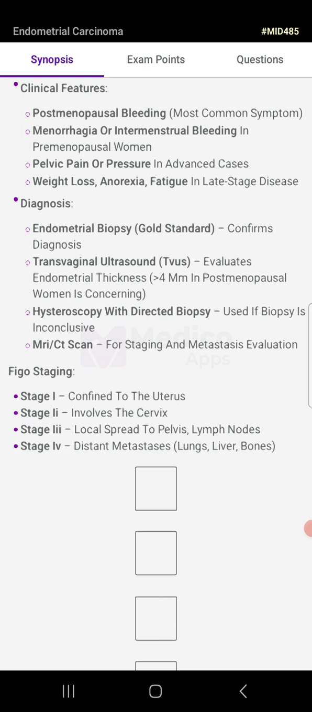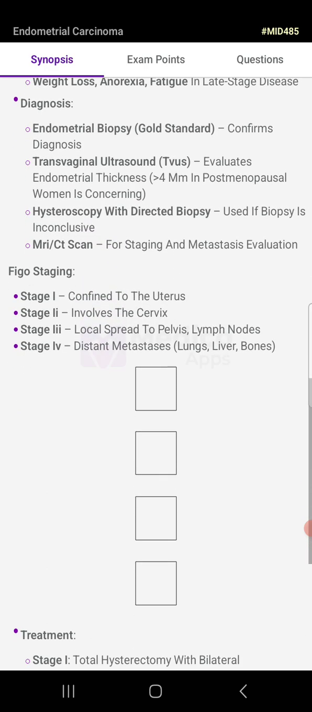Diagnosis. Endometrial biopsy is the gold standard and confirms the diagnosis. Transvaginal ultrasound evaluates the endometrial thickness; greater than 4 mm in the postmenopausal women is concerning. Hysteroscopy with directed biopsy is used if a biopsy is inconclusive. MRI and CT scan for staging and the metastasis evaluation.